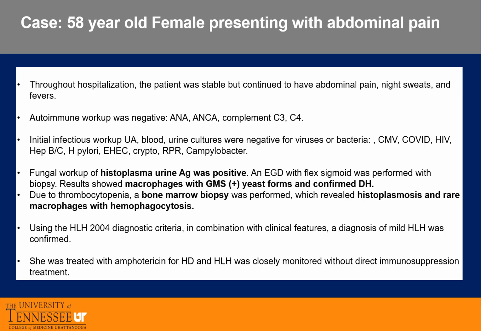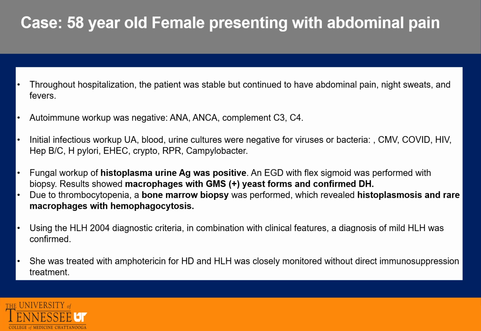While the patient was stable throughout hospitalization, she continued to have abdominal pain, distension, and periodic fevers. Her autoimmune workup was unrevealing. An initial infectious workup for bacteria or virus was negative. A fungal workup of a histoplasma urine antigen was positive. An EGD with flex sigmoid was performed with biopsy. The biopsy showed macrophages with GMS-positive yeast forms.